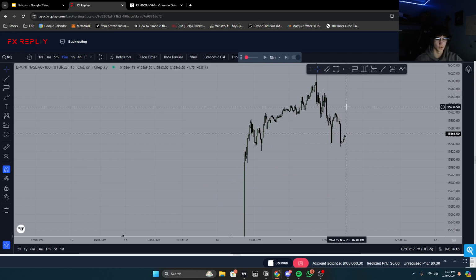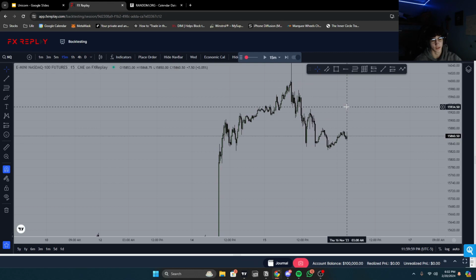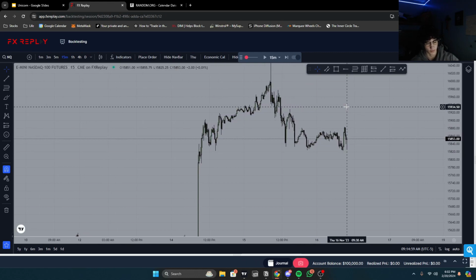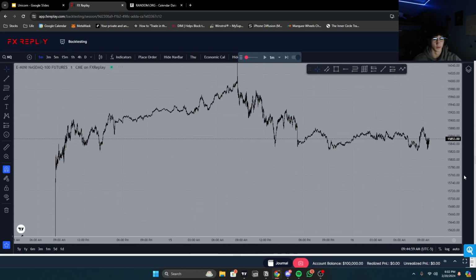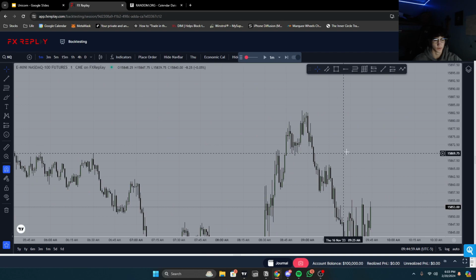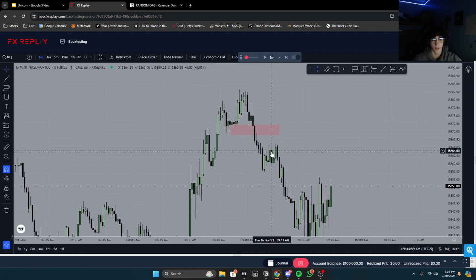All we're looking for during New York time, the time we typically trade at, is a market maker buy or sell model and a unicorn. That's the only thing we're going to be looking for. At 9:30 a.m. we already did have one right here. Sweep, this is a unicorn right here, just because market maker buy model plus breaker. We did not go back into it.